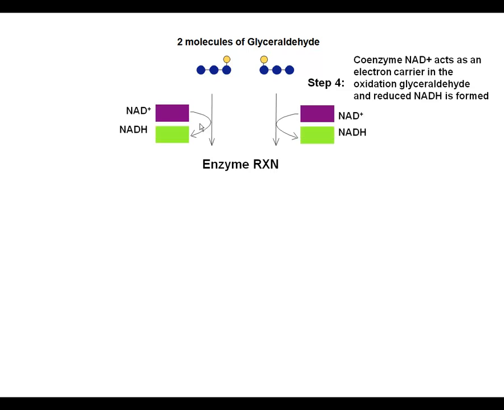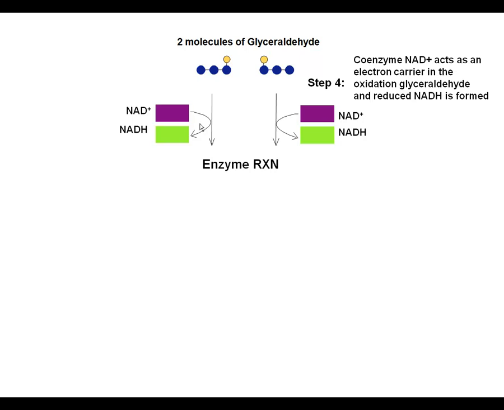Our coenzyme NAD is going to be reduced to NADH. Wherever the hydrogen ends up, that's the atom or molecule that has been reduced. So if NADH is our reduced molecule, then you know that glyceraldehyde had to be oxidized.